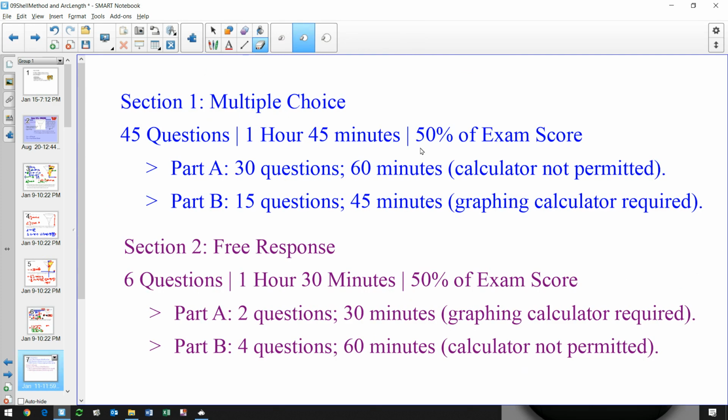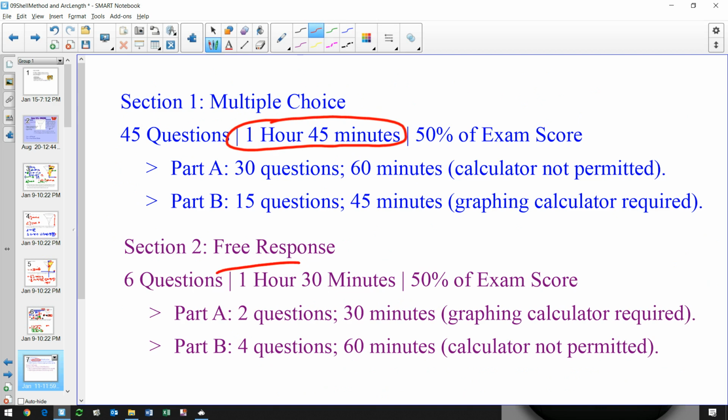And let's look at the AP test. The way the AP test is going to be, it's divided into two sections. The first section is an hour and 45 minutes. The second section is an hour and 30 minutes. You guys are used to AP tests. I'm assuming this is how most of them are. I don't know. I haven't taken one in like 30 years.